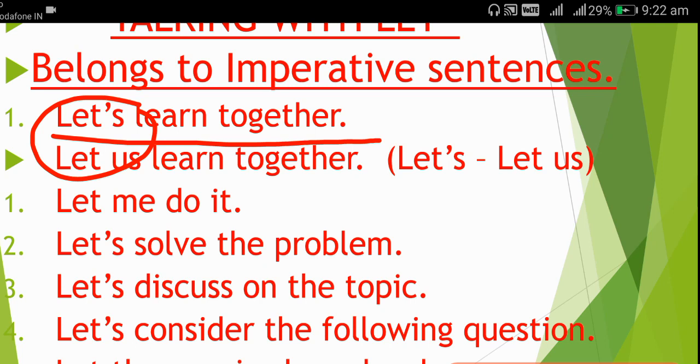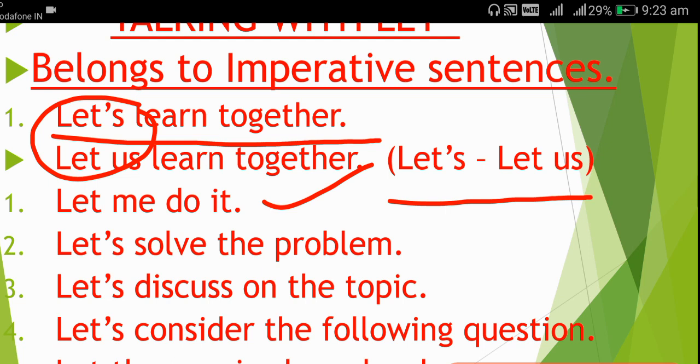And what does the word mean? Let. So here let means let us learn together. So when the sentences start with let us learn together, you know, come on together and learn something. This is the meaning of the sentence. आओ मिलकर कुछ सीखे, आओ साथ मिलकर कुछ सीखे. Let me do it. अब मुझे करने दो.